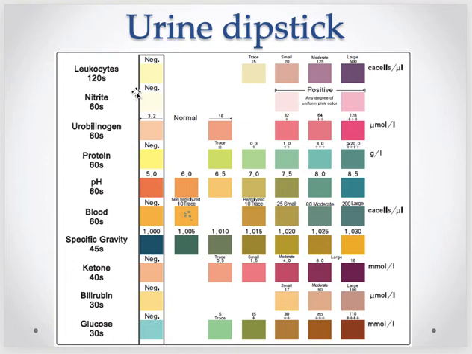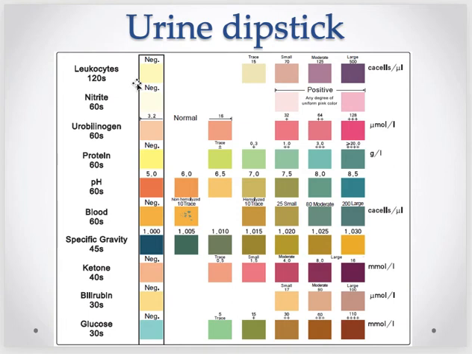If someone has this positive, we will send the urine to the lab to check for glucose. Someone who has this positive, we will send the urine and the blood. Someone who has this positive, we will send the urine to the lab for more analysis to check what kind of infection is there, what kind of organism is there. So this urine dipstick test is very, very helpful.